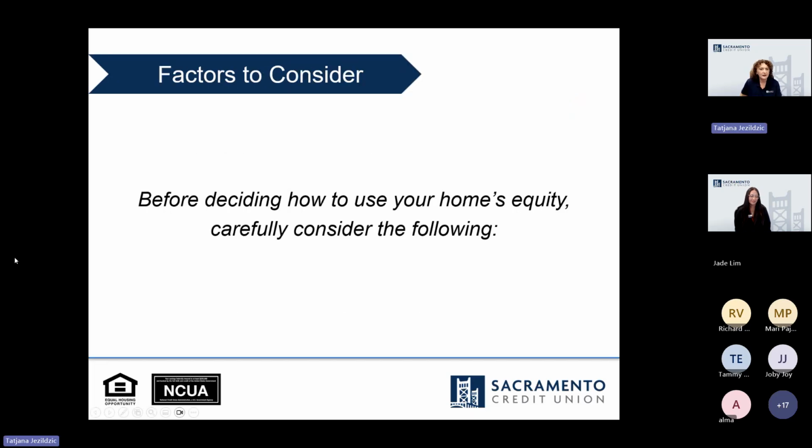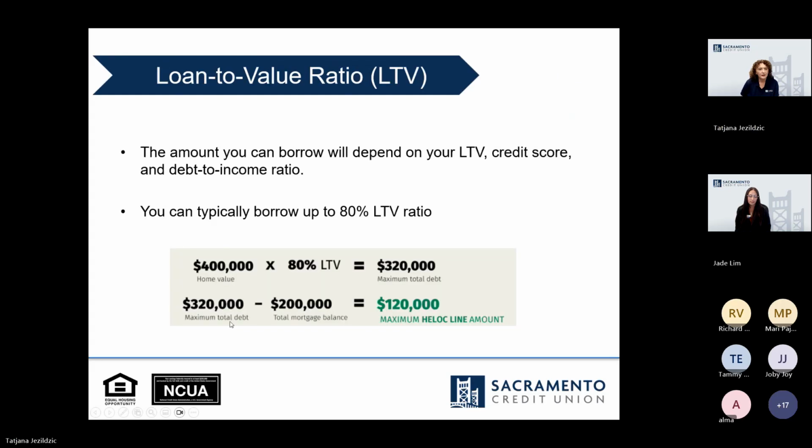Before you decide how to use your home equity, you have to consider the following factors. Loan to value ratio. Loan to value is really what you can borrow. The amount you can borrow will depend on LTV, loan to value, your credit score, and debt to income ratio. You can typically borrow up to 80% loan to value. Depending on the amount, sometimes it goes to 70%.